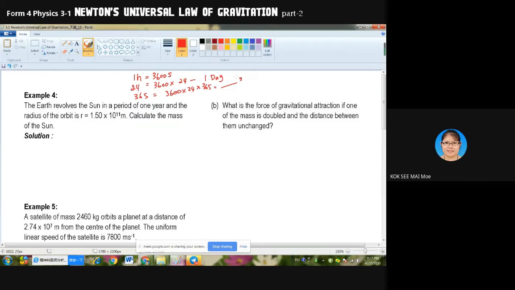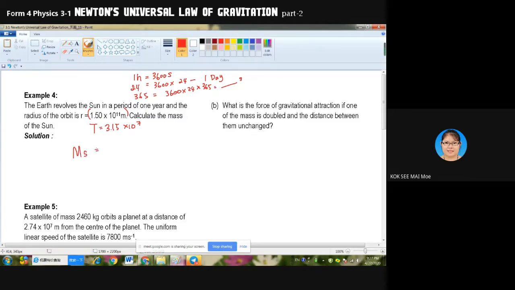So you convert your time first. After you convert the time, your time is how many? 3.15 times 10 power of 7. Okay, this one is your period. Now the question also gives you the radius. Calculate the mass of the sun. Again, the mass of the sun.